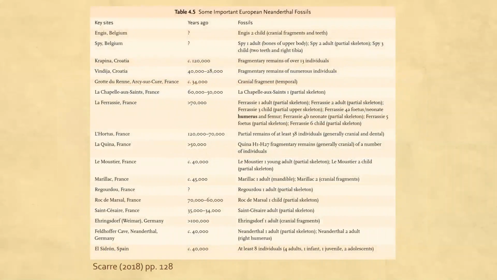There are some important European Neanderthal fossils to make note of at Spy in Belgium, Krapina in Croatia, L'Aquina in France, La Moustière in France, among others.